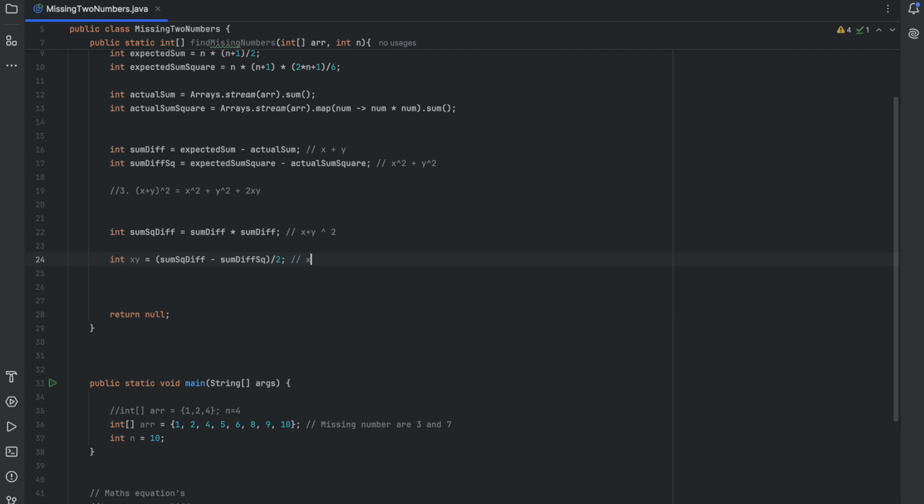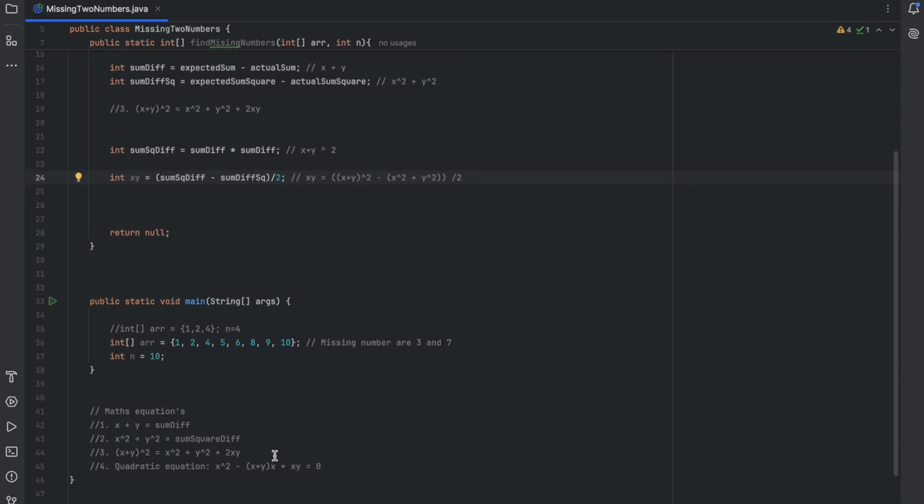So the formula will become xy equals to x plus y, and then we have power 2, which minus x power 2 plus y power 2. See, a lot of math is here. Now divide by 2. This will give us this value, which is our third equation.